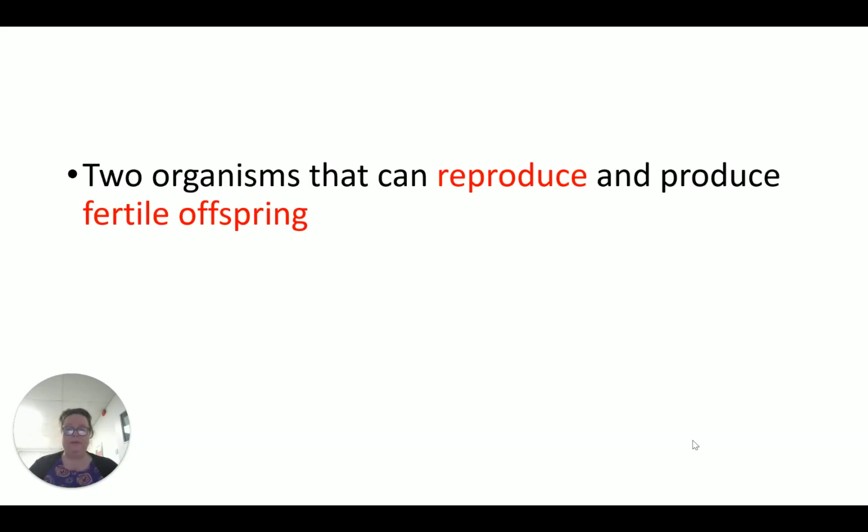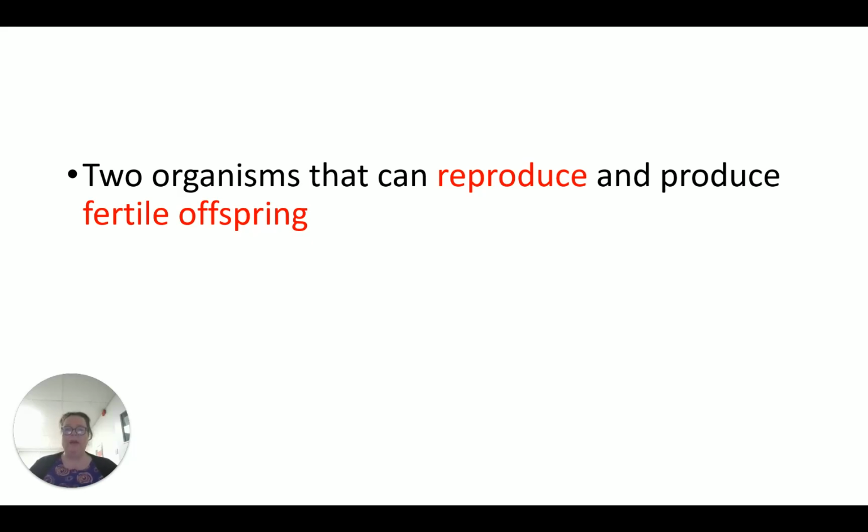So, definition of a species: two organisms that can reproduce, I put it in red, and produce fertile offspring. Again in red. Remember, biology words, biology marks. So if you didn't get that, or you need to adjust it a little bit, please jot it down, and then you'll have the definition of a species. So species must be able to reproduce and must have fertile offspring.